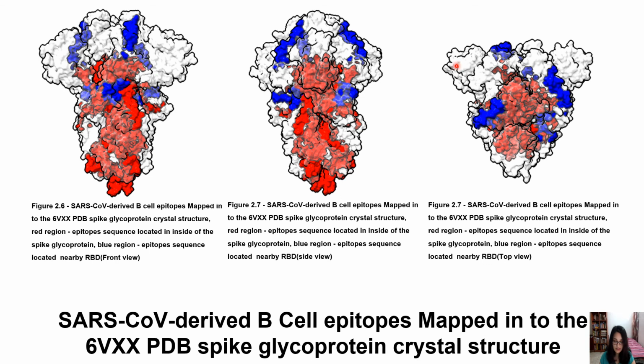And finally, these are the B cell derived epitopes that are mapped onto the crystal model, and again there are 3 views: front, side and top. The red region shows the epitopes that are inside and the blue region shows those near the RBD.